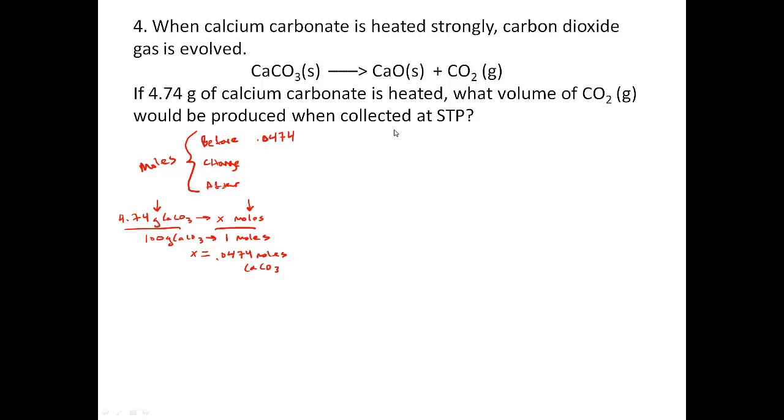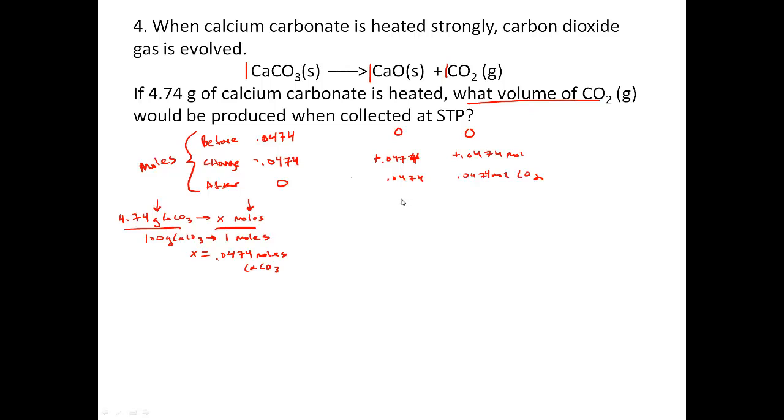Now, before the reaction, we start off with 0 moles of calcium oxide and 0 moles of CO2. What's the change? If we react 0.0474 moles of calcium carbonate, how many moles of calcium oxide and how many moles of CO2 are we going to produce? Well, you have to look at the ratio. For every one of these, we make one of these and one of those. So I'm going to make 0.0474 moles of calcium oxide, and also 0.0474 moles of carbon dioxide. After the reaction, I'm not left with any calcium carbonate, but I have 0.0474 moles of calcium oxide and 0.0474 moles of carbon dioxide.